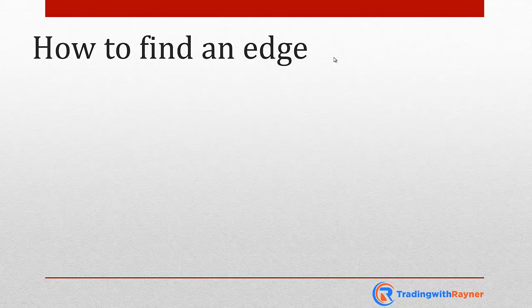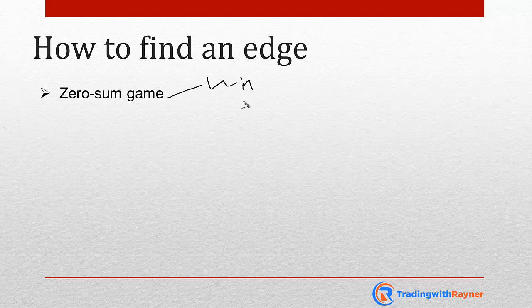Okay, so to find an edge in the markets, you must first understand that trading is a zero-sum game. So what exactly is a zero-sum game? I think most of you probably know by now that for every winner, you need to have a loser, because the loser will compensate the winner. So this is what it means by trading is a zero-sum game. For every winner, there has to be a loser. In fact, trading is actually a negative sum game when you take into account transaction cost, the spread. But let's assume that in a world without transaction cost, it's actually a zero-sum game.